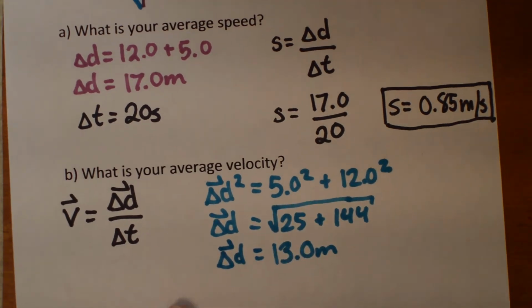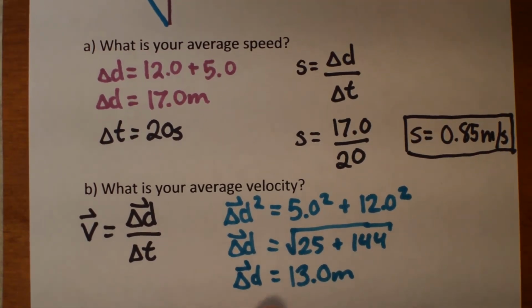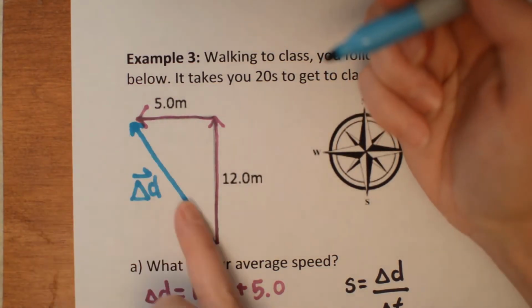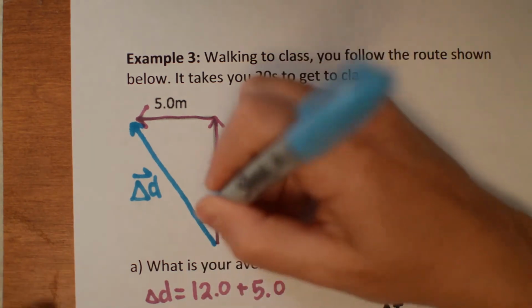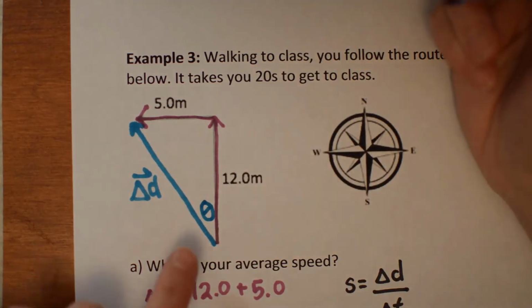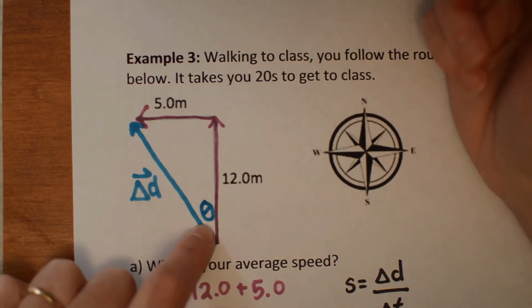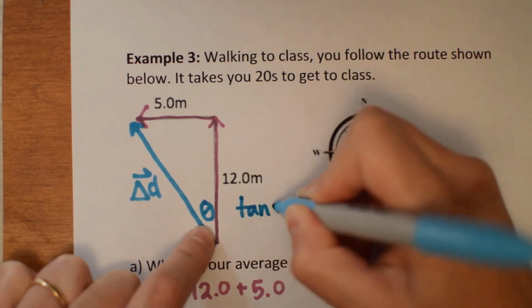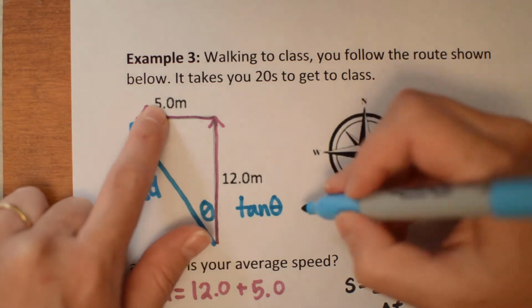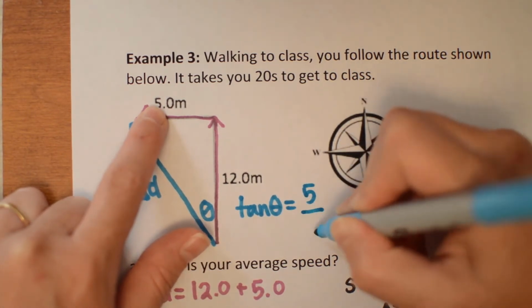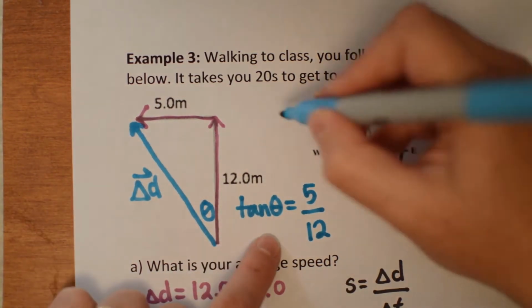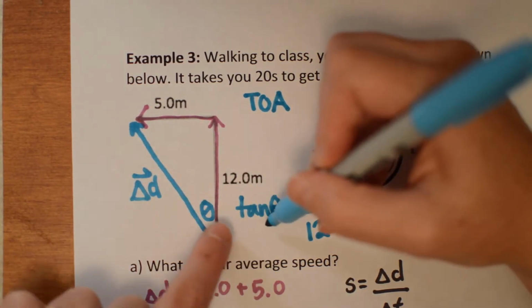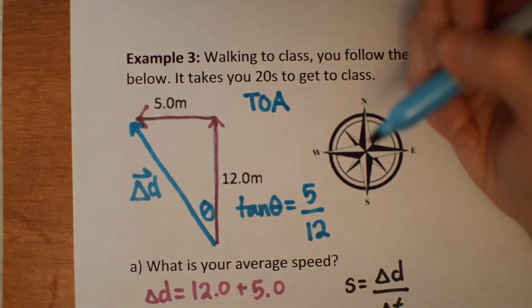I'm not actually done even finding delta d though, because delta d has a direction on it. And to state the direction, I can't just say up at some kind of angle somewhere in between north and west. I have to actually give what that angle is. To find that angle, I'll need a trig ratio. I'm going to use the tan ratio. It's a nice one because I know the opposite, which is 5, and I know the adjacent, which is 12. And the TOA of SOHCAHTOA tells me that tan is opposite over adjacent, so the 5 over the 12.